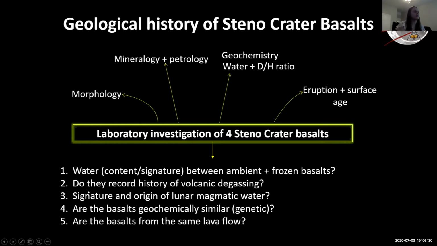We're going to see whether these samples in particular record a history of volcanic degassing, whether we can see that volatile loss preserved in the rock record. We'll see whether we can see a signature and maybe determine the origin of lunar magmatic water at the Apollo 17 site, which is very understudied. And we're going to be able to tell whether these basalts are similar geochemically and whether they represent the same lava flow or not.